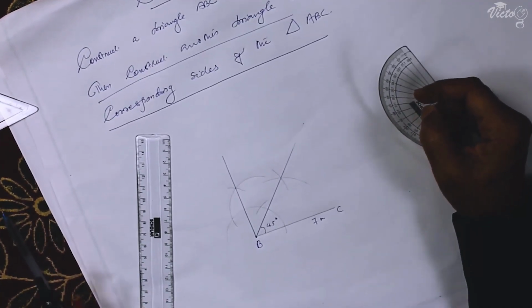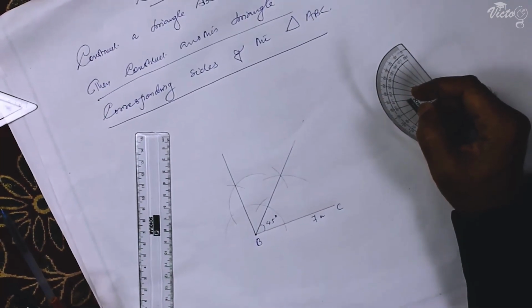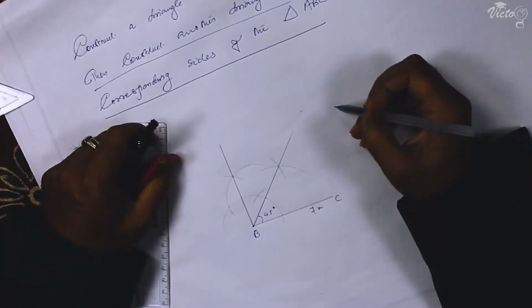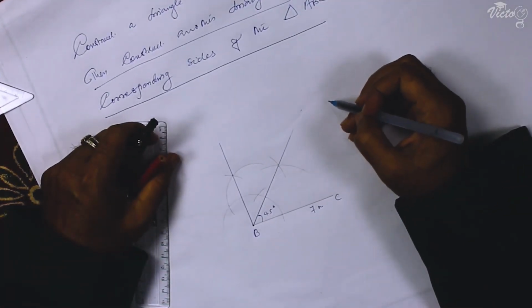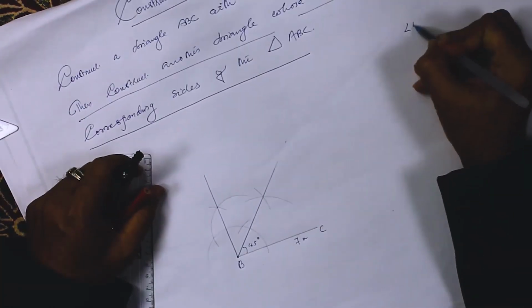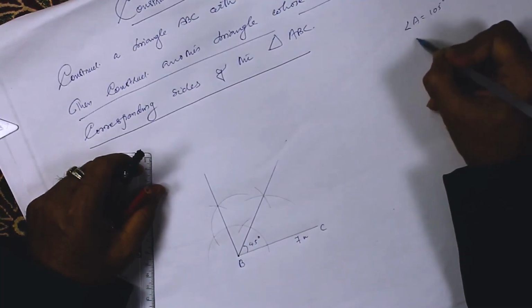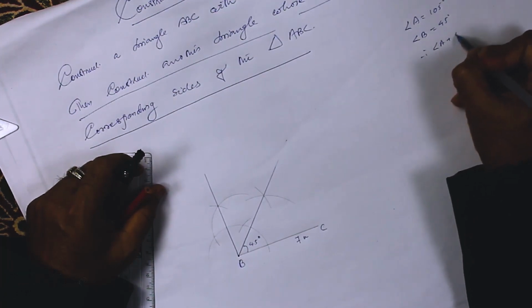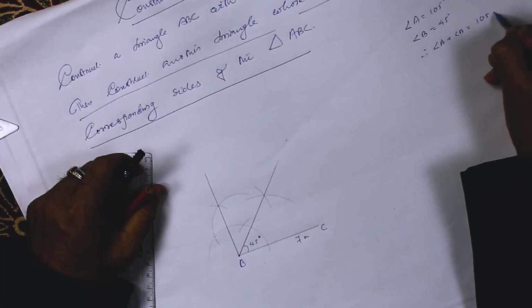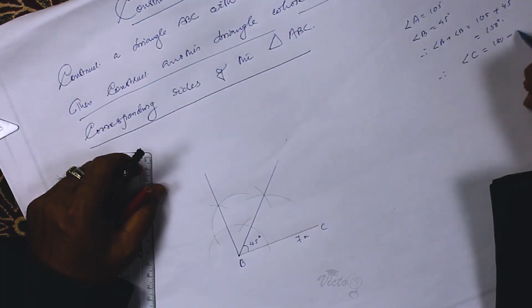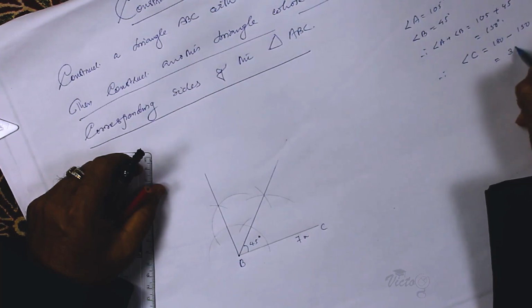BC is equal to 7 cm. Angle A is equal to 105 degree. So it is not possible to construct 105 degree at A. Therefore, we have to find out the measure of angle C. Angle A is equal to 105 degree, angle B is equal to 45 degree. Therefore, measure of angle A plus B is equal to 105 plus 45, which is equal to 150 degree. Therefore, measure of angle C is equal to 180 minus 150, which is equal to 30 degree.